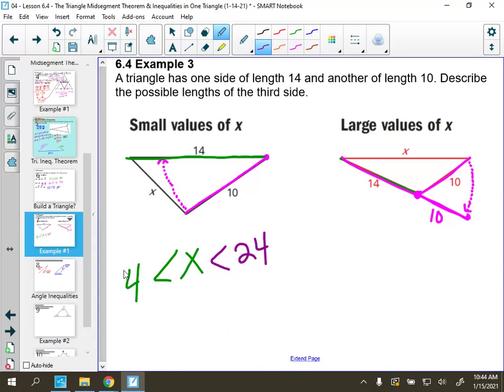So this is as efficient as we can get as far as saying there's a range of values for the possible lengths. X has to be greater than 4, but that same X also has to be less than 24. Long story short, if you're looking for a summary piece, in a situation like this, the small end is the difference of the two known segments, so 14 minus 10. Go figure, that's where that 4 came from.